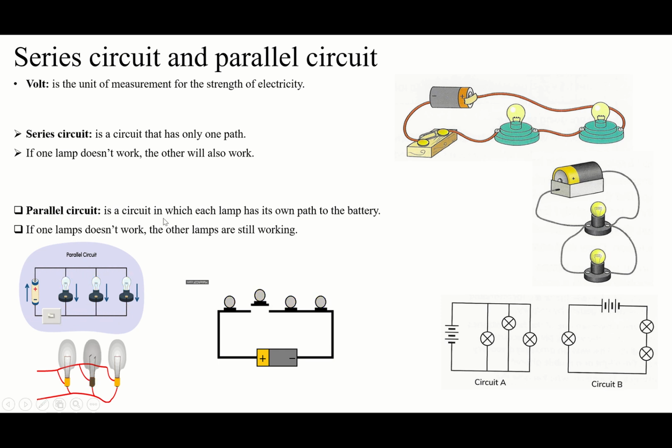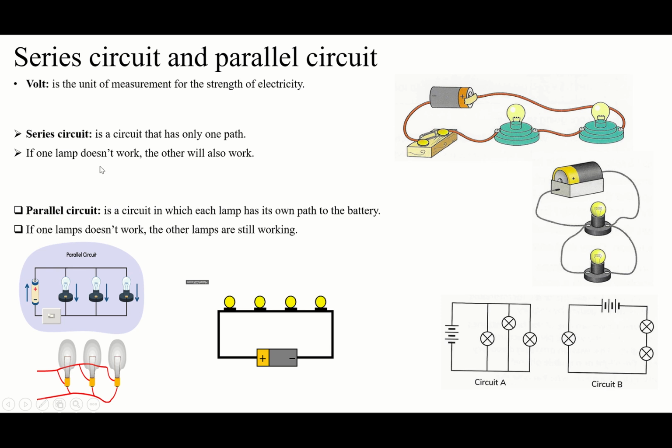But parallel circuit is a circuit in which each lamp has its own path to the battery. Each of them will get the full amount of voltage of the battery. Like you see, this one has a path, and the next one also has its own path for the next bulb. That's one of the differences. Series circuit has only one path, but parallel circuit is the circuit in which each lamp has its own path to the battery.